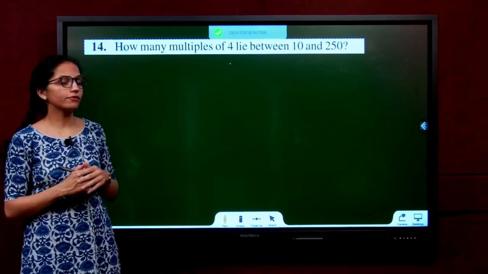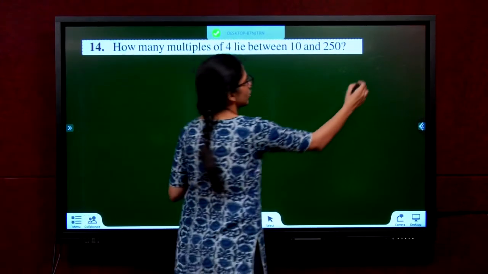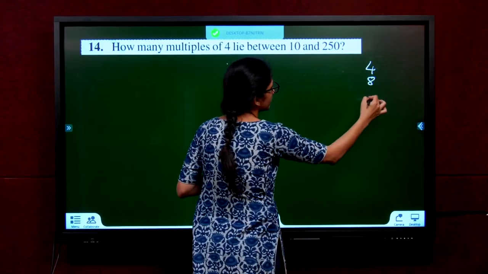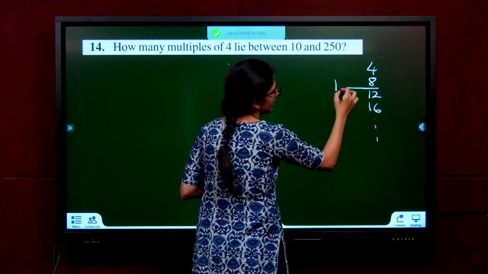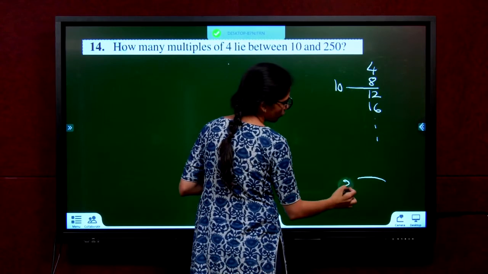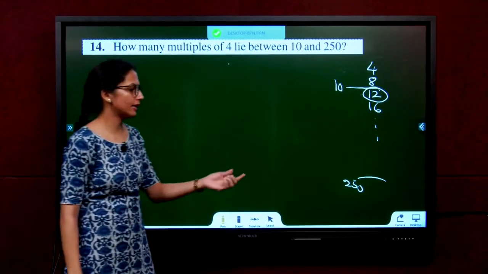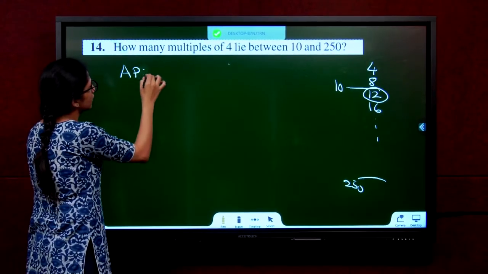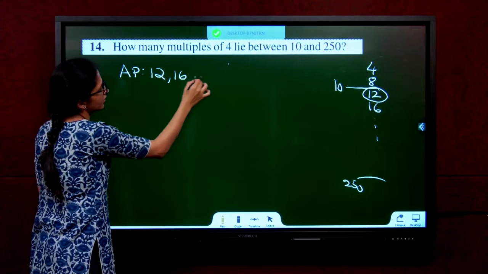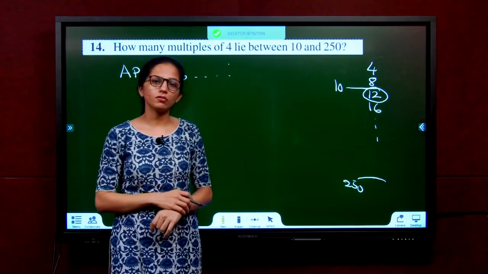Okay, so now we have: how many multiples of 4 lie between 10 and 250? So it starts with 4, 8, 12, 16 and so on. Your limits are 10 and 250. So I know that the first multiple that lies between 10 and 250 is 12. So I know my AP starts with 12, 16, and so on. But do I know my last number? Is it 250? No.